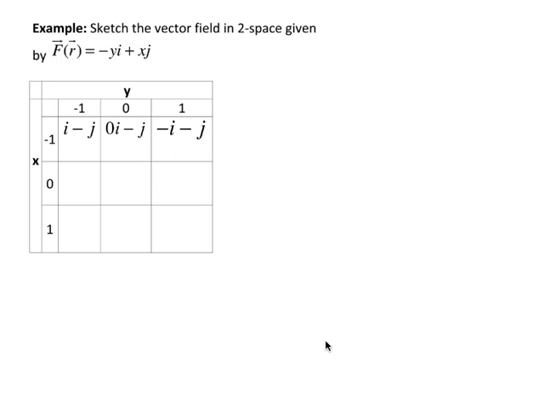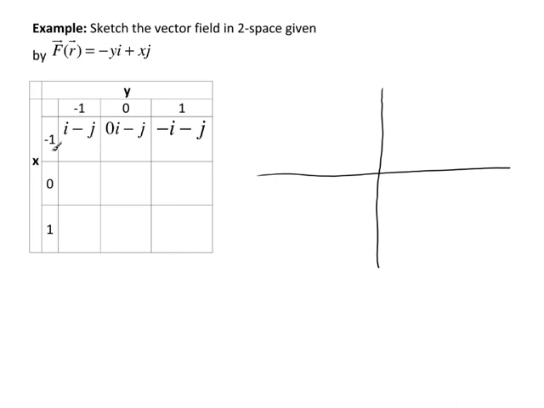Let's take a look at another example that has just a little bit more meat to it here. I'm going to have a vector field in two space given by f of r equals negative yi plus xj. Now I started out this table so I can kind of think about what's going on here. Let's look at the magnitude for each of these. When I'm at the point -1, go ahead and set up an axis here.